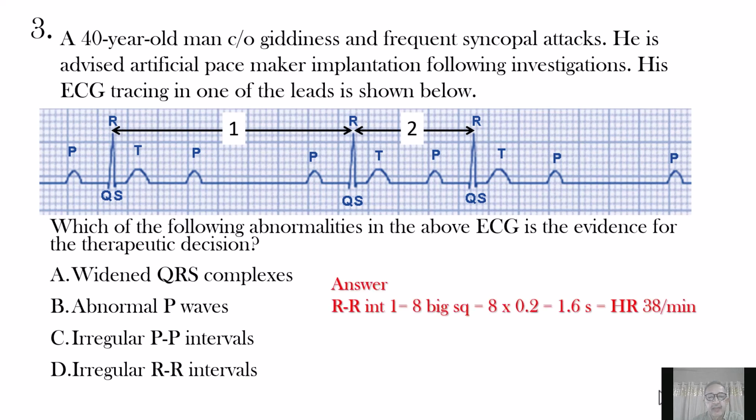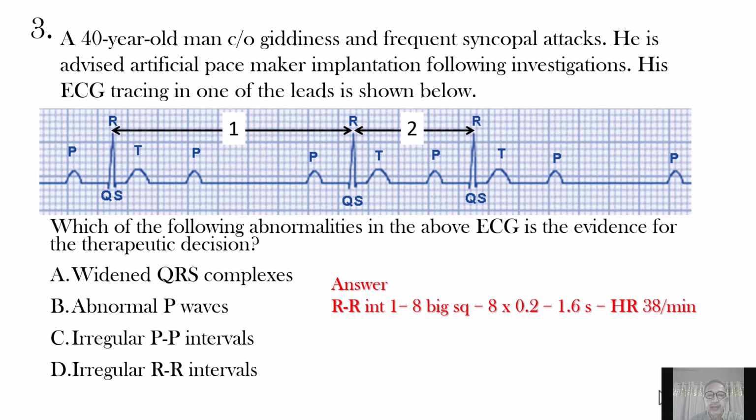The RR interval in 1 looks like 8 big boxes, about 40 small boxes. Each big box measures 0.2 seconds because of the paper speed of 25 millimeters per second. So each big box is 0.2 seconds and each small box is 0.04 seconds. 8 times 0.2 gives 1.6 seconds as the RR interval. That is the cardiac cycle duration. So 60 divided by 1.6 comes to 38 per minute.